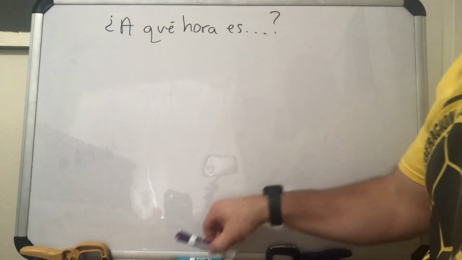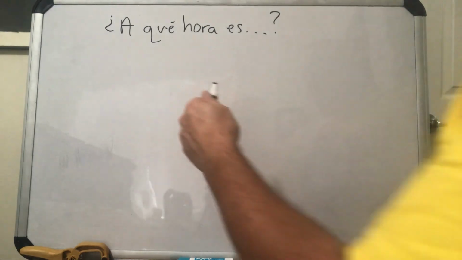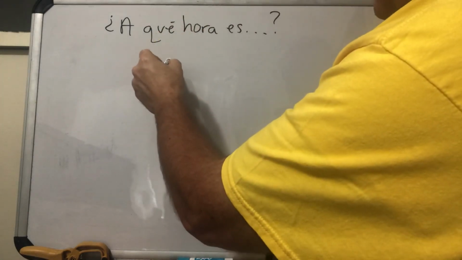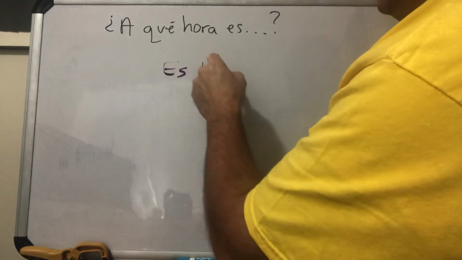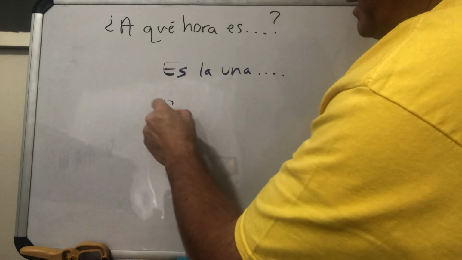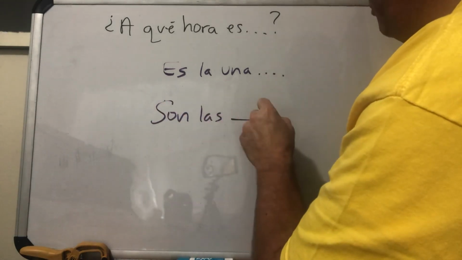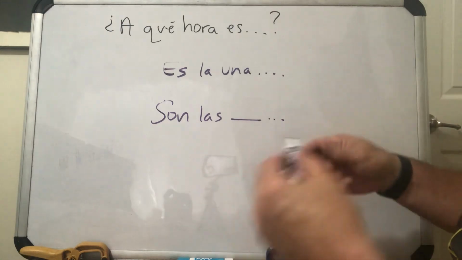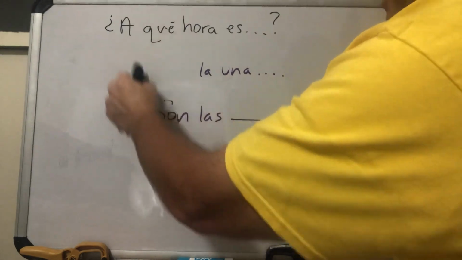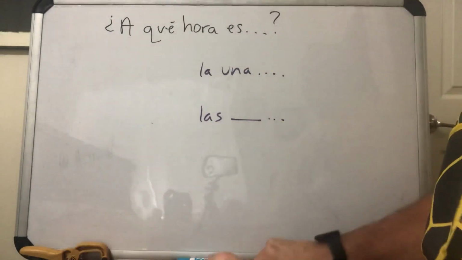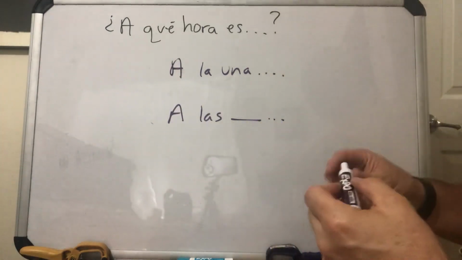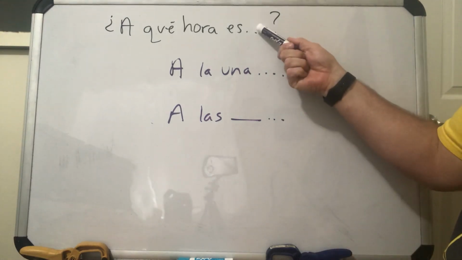Okay, so this is how we answer it. For our normal answers, for 1 o'clock, we say es la una, and then we finish that off, whatever it is. And for the other hours, we say son las, whatever the number. And then again, if we do the y or the menos or whatever we have to do. So here's all you have to do to answer the a qué hora es: you just take out the s in es and the son and change them to a. So you have a la una or a las, whatever time it is. That's it.